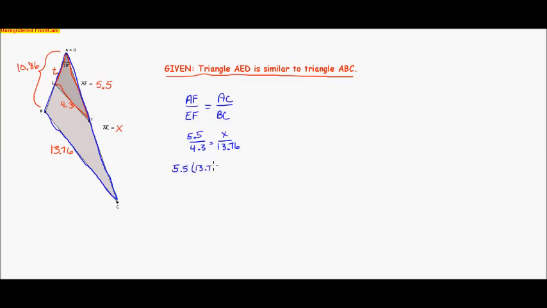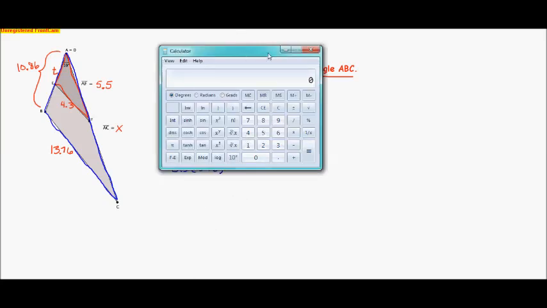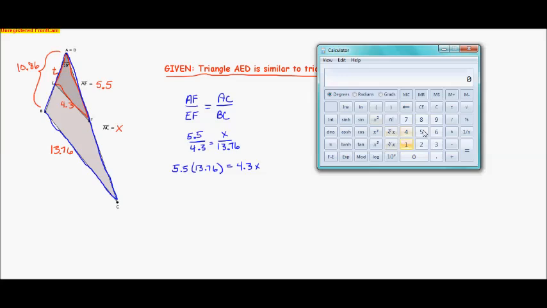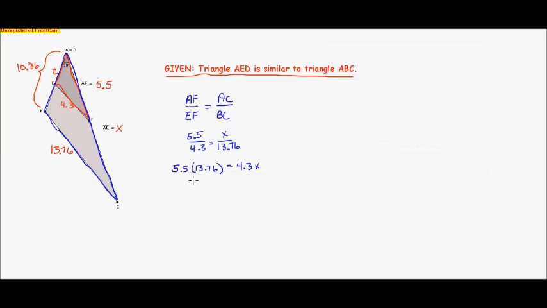So I'm taking 5.5 times 13.76, and on the other diagonal we have 4.3 times X. Now we're going to need to bring up my calculator again. I'll move that over here. And I need to take 5.5 times 13.76, and I get 75.68.